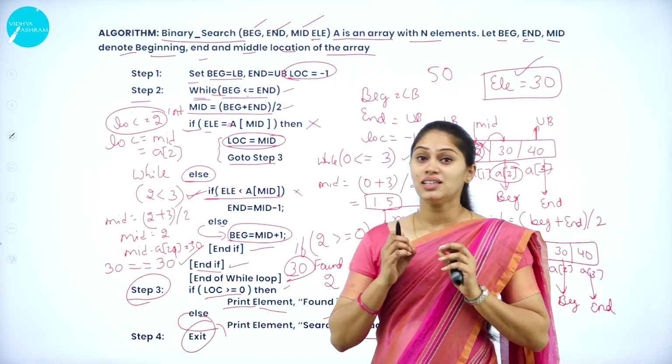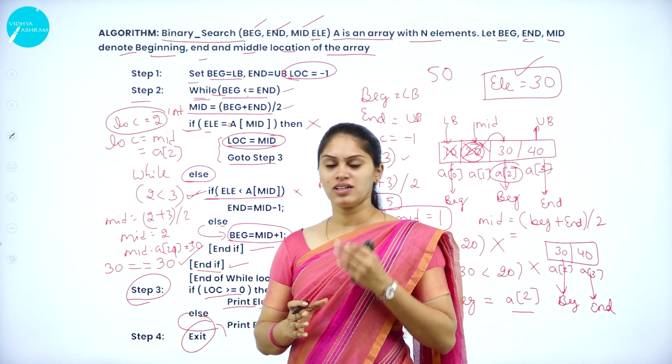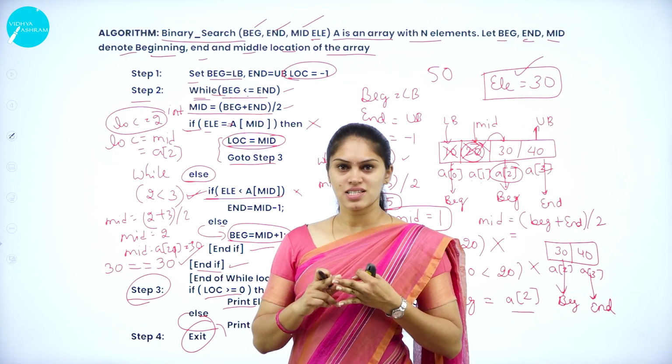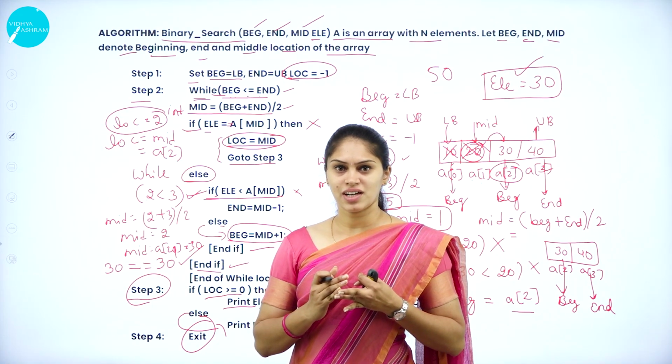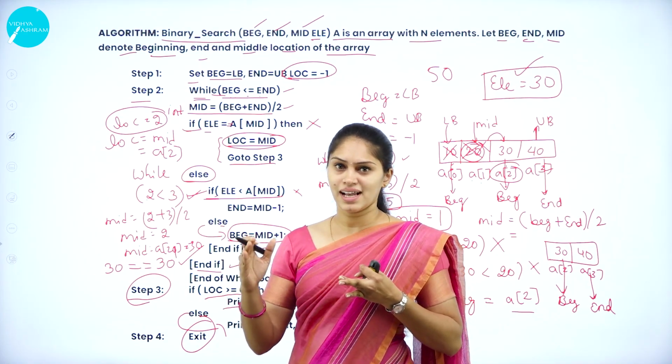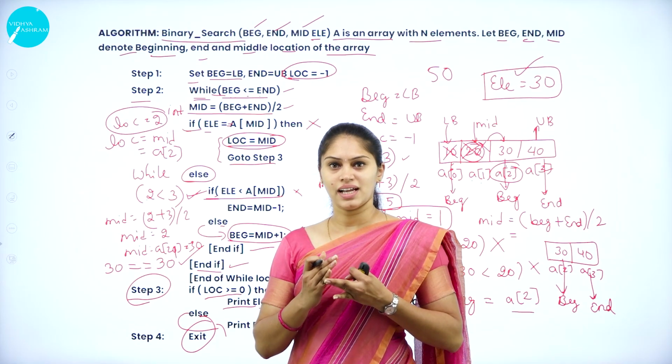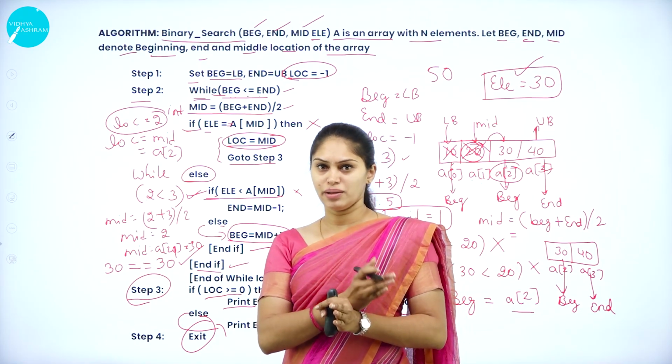So this is how the binary search is going to work. There are three scenarios: whether we are searching for an element which is exactly at the middle, or an element which is on the right side of the middle element, or an element which is in the left part of the middle element.